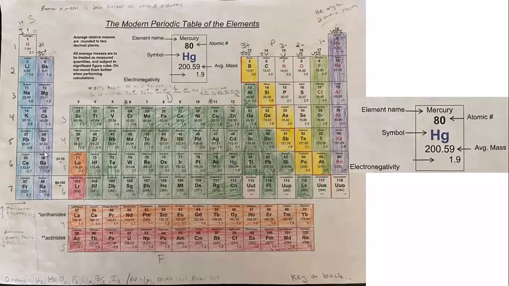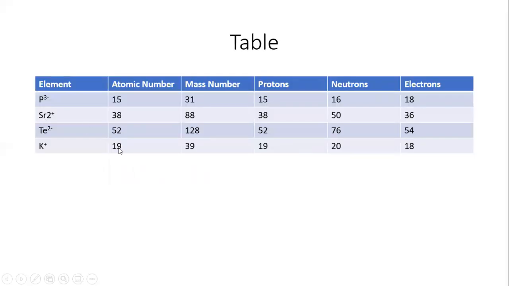The last one is potassium, K plus, which is right here. It has 19 as the atomic number and 39.10 is the average mass. So you would put 19 for the atomic number and 39 for the mass number. Atomic number equals protons, so 19 for each. Mass number minus protons gives you neutrons, so 39 minus 19 is 20.